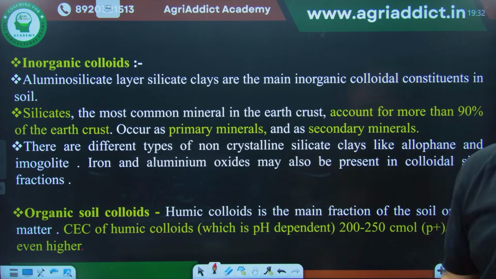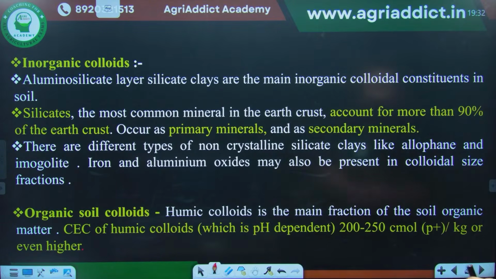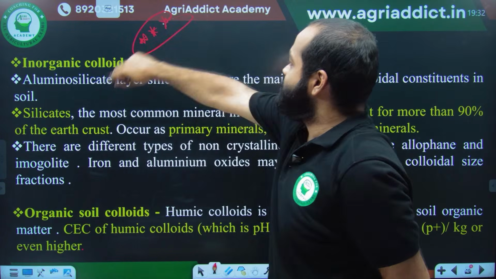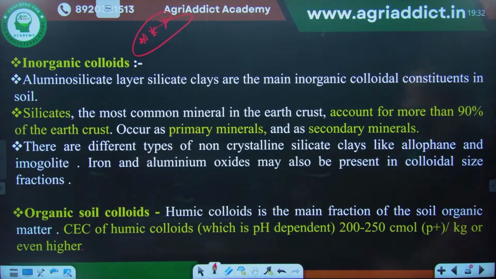Moving on, inorganic colloids are very important. We all know inorganic colloids are very important in soil. So what comes under inorganic colloids?